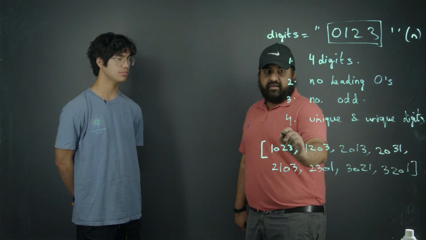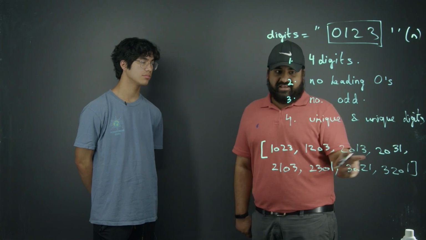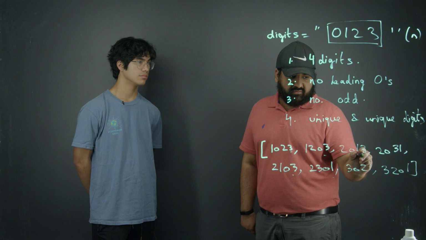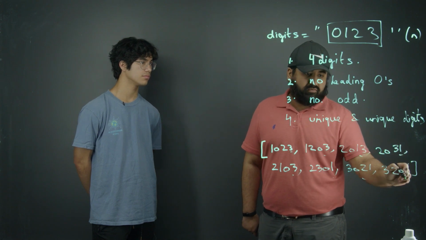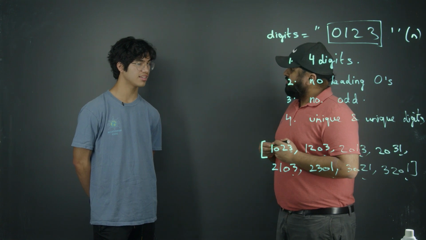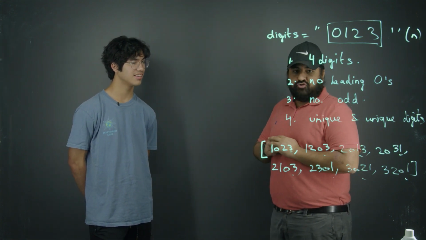As you can see, these numbers are all four digits. They don't have any leading zeros. All of them are odd, which is ending in 3 or 1, and all of them are unique. Did you get this question? Yes. All right. So do you want to proceed and show me how you would go about solving this?